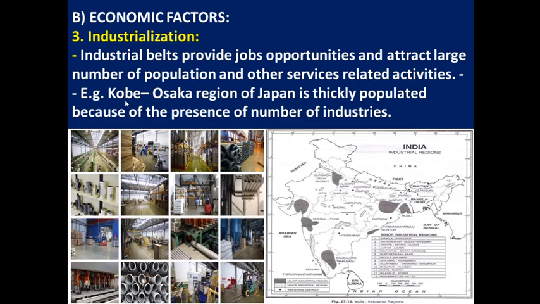For example, Kobe and Osaka industrial region in Japan. These are the two cities named. These two cities merged because of what? Because of industrialization in Japan. This region is a highly or thickly populated region in Japan. What is the main reason we have a high density of population in this region? In this region we have a high number of industries.